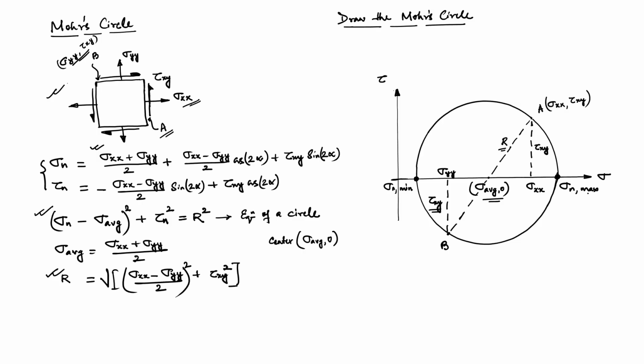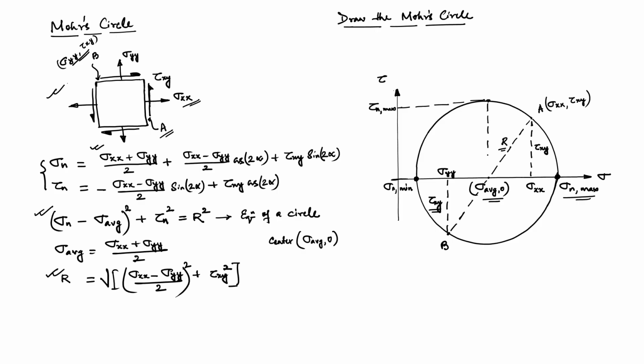Just note how easy it is to identify this principal plane from this Mohr circle. Not only this principal plane, we can also identify the plane along which the shear stress is maximum, which is here, because this is the maximum value of shear stress that we can see from the Mohr circle. So, this is tau n max.